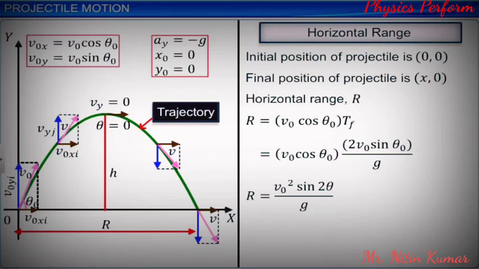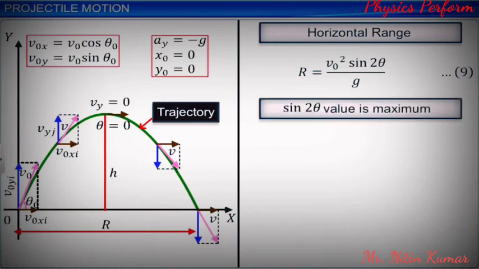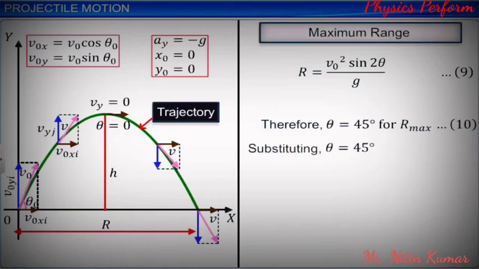What is the angle of projection for the maximum range of the projectile? R will be maximum when the sine 2 theta value is maximum. That is, 2 theta is equal to 90 degrees. Therefore, theta is 45 degrees for R to be maximum. Let this be equation 10. Substituting theta equal to 45 degrees in equation 9, we get R max is equal to v0 square by g.